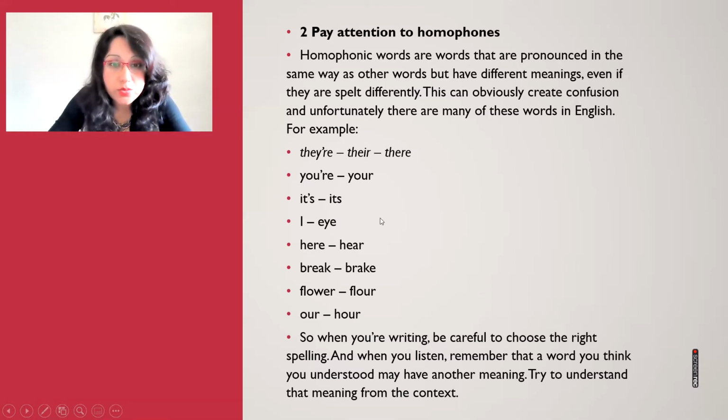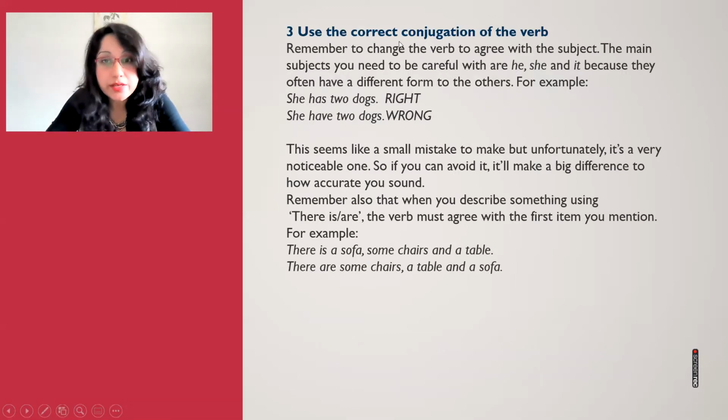Okay, moving on to the next one: use the correct conjugation of the verb. Okay, this is again very important. Conjugating the verb, very important. So remember to change the verb to agree with the subject. I hope you guys know that subject and verb agreement is the most important thing.